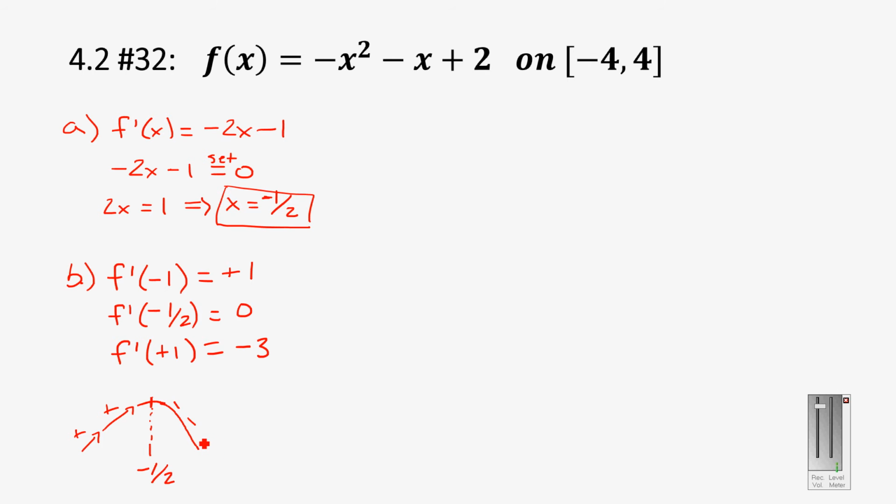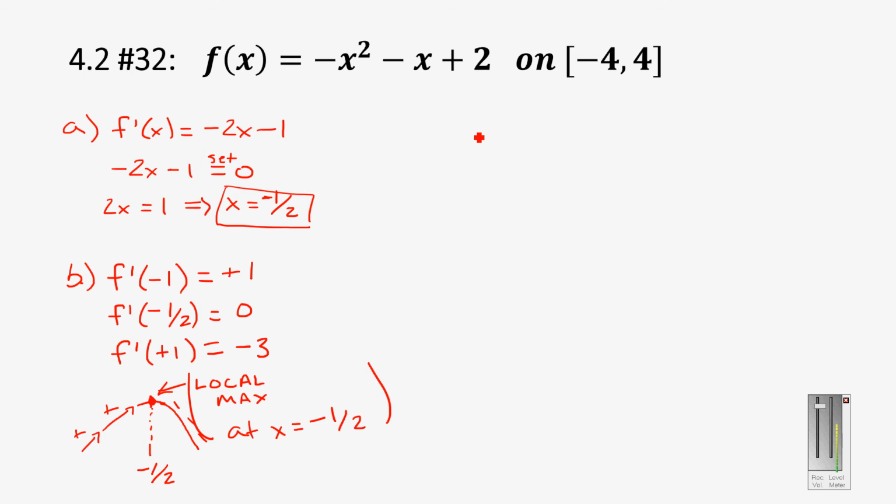Negative, negative, negative. Well, you could check more points, but this is enough to tell you that this is obviously a local maximum and that we are concave down at that point. Okay, so local max at x equals negative 1/2. That's what we're really looking for right there. That's what we want to know.